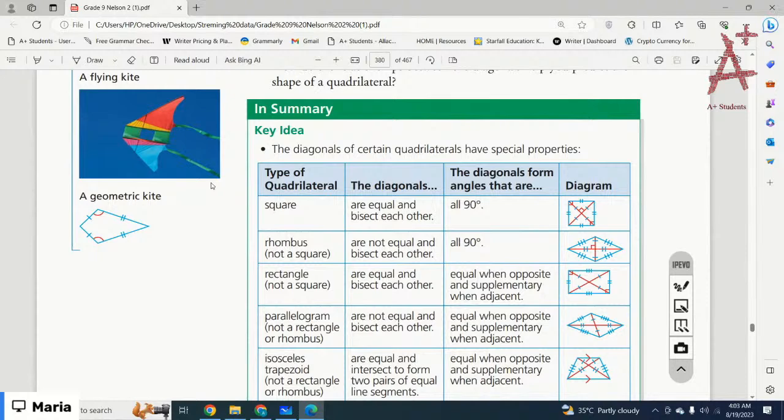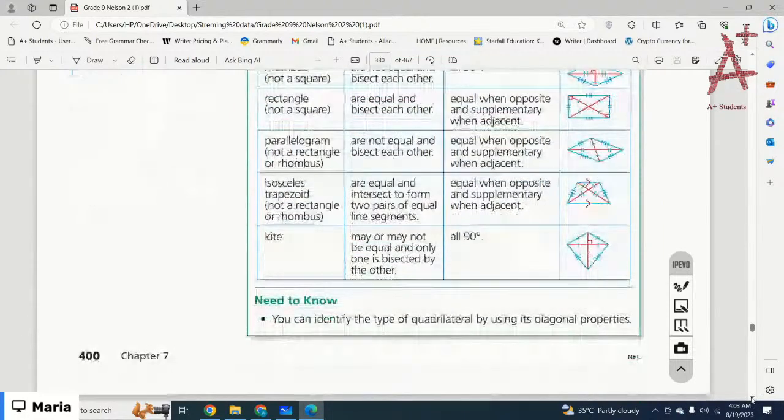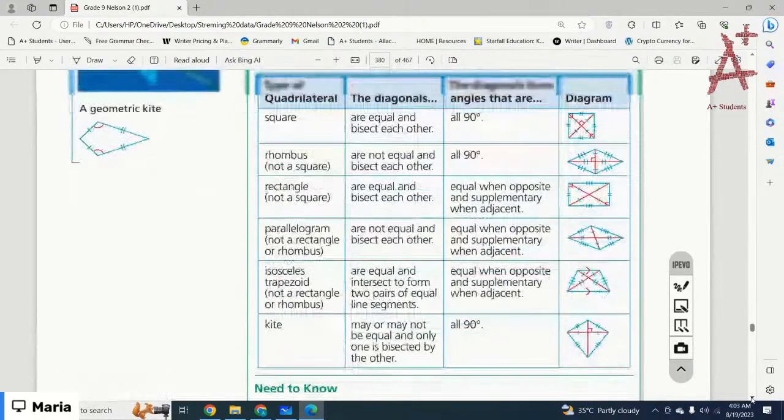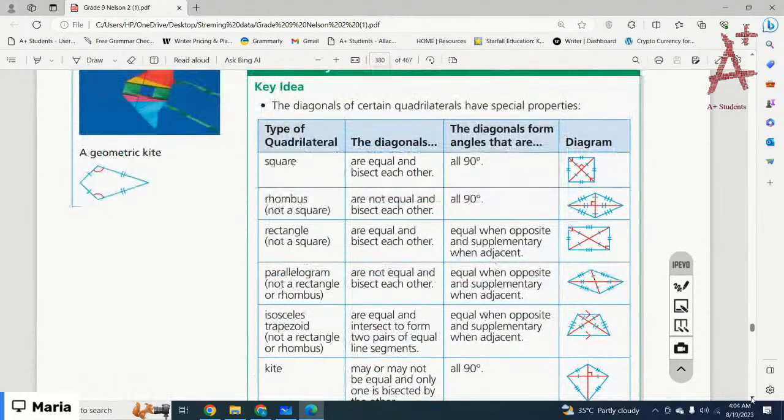Then you have parallelogram, not a rectangle or a rhombus. For a parallelogram, the diagonals are not equal but bisect each other. The diagonals form angles that are equal when opposite and supplementary when adjacent. Same is for isosceles trapezoid. The diagonals are equal and intersect to form two pairs of equal line segments, right? The diagonals form angles that are equal when opposite and supplementary when adjacent.